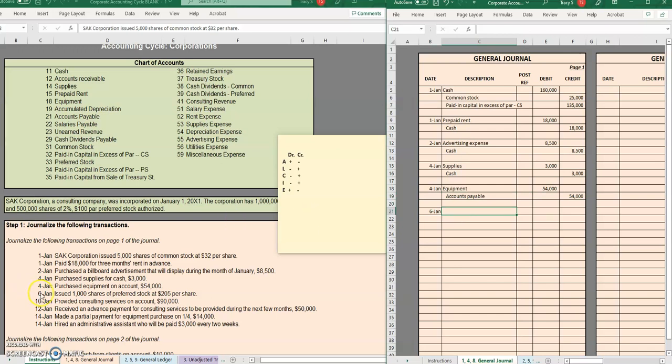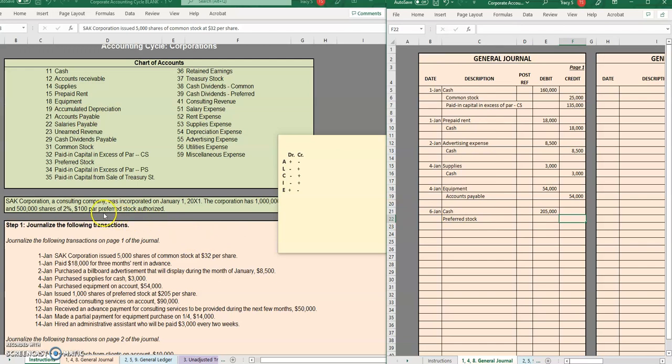All right. Moving on to January 6th, we have the same type of format as on January 1st when we issued the common stock. So we're issuing 1,000 shares of preferred stock at $205 per share. We already know our debit's going to be to cash. Again, very similar to what we did on January 1st, right? We're issuing stock, we're getting cash. So we issued 1,000 shares at $205 per share, so we're getting $205,000.